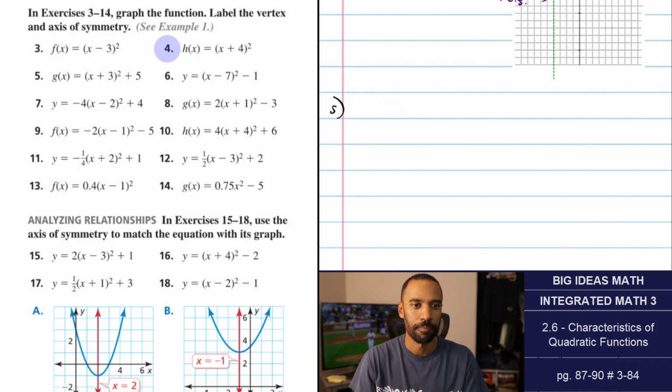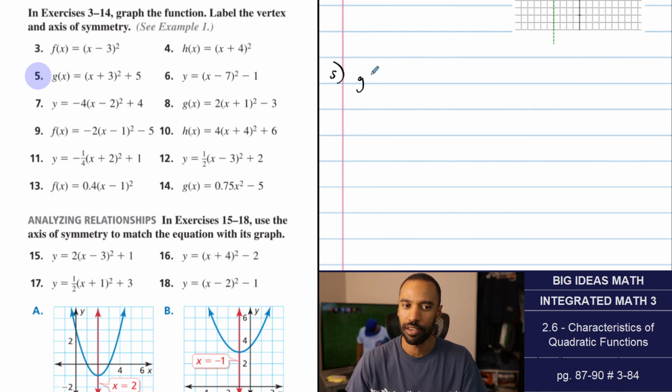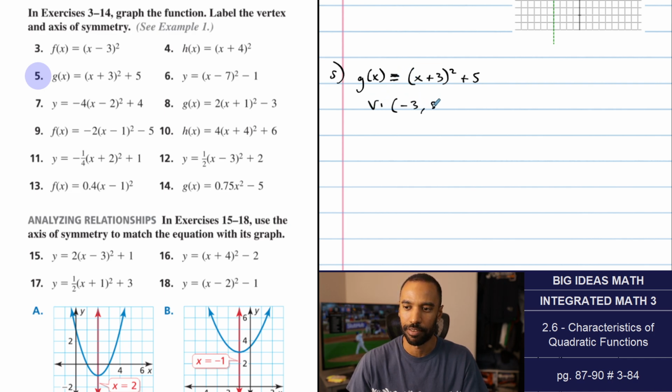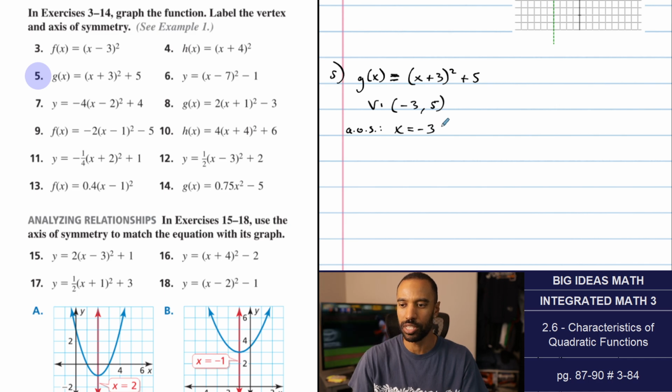So number 5, we now have to use both h and k to plot the vertex, but it doesn't change our stretch factor or anything like that. Our g of x equation is x plus 3 quantity squared plus 5. Our vertex, h, k, is at negative 3, 5. The k stays the same. The axis of symmetry is at x equals negative 3, still just the h value.